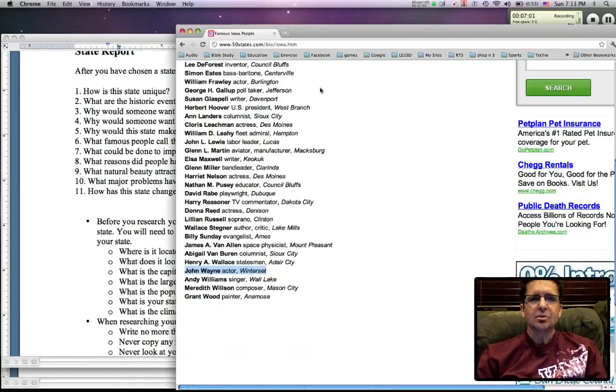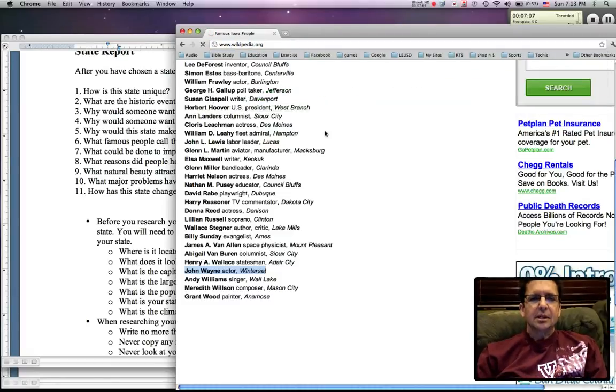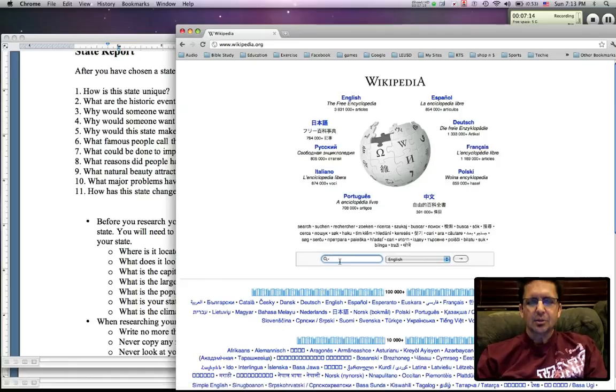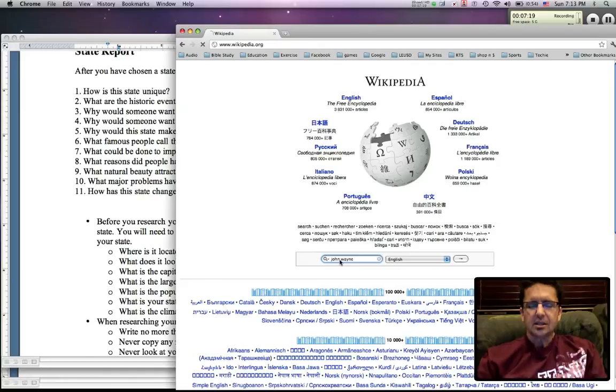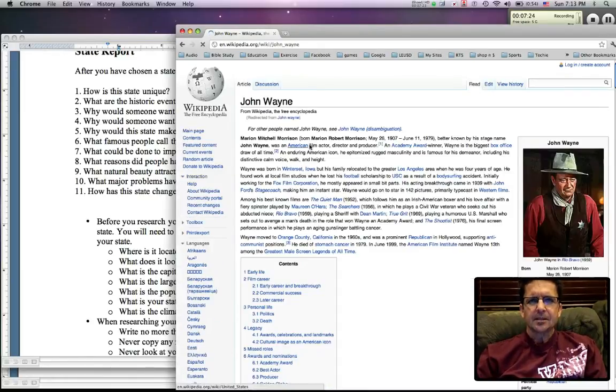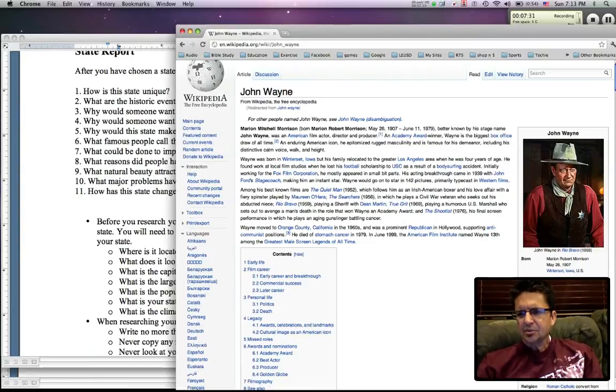Then I'm going to go to Wikipedia. There it is right there. Wikipedia is not always the most reliable source for information, but it'll do for right now just to get some basics. And I'm going to go to my search box right here and type in John Wayne. Find out who John Wayne is. Okay, there he is. There's a picture of him. Let's see. And we're skimming down, skimming.